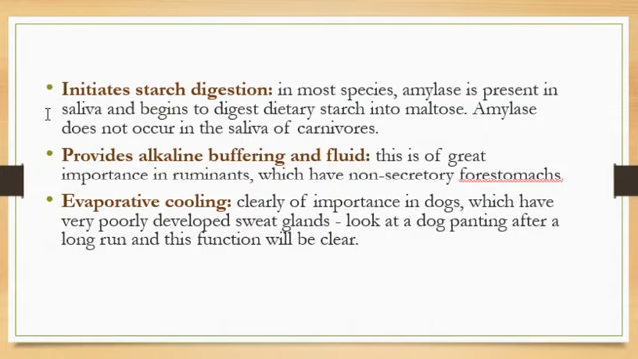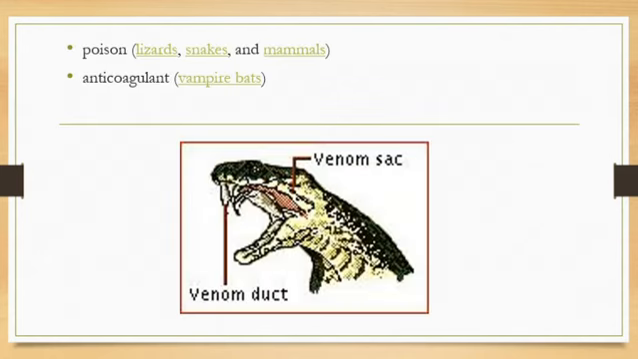Evaporative cooling. So this is more on dogs. They undergo panting just to release heat since they have poorly developed sweat glands. So that is one way to release their heat from the body. Poison: more on some lizards and snakes, and vampire bats have anticoagulant.